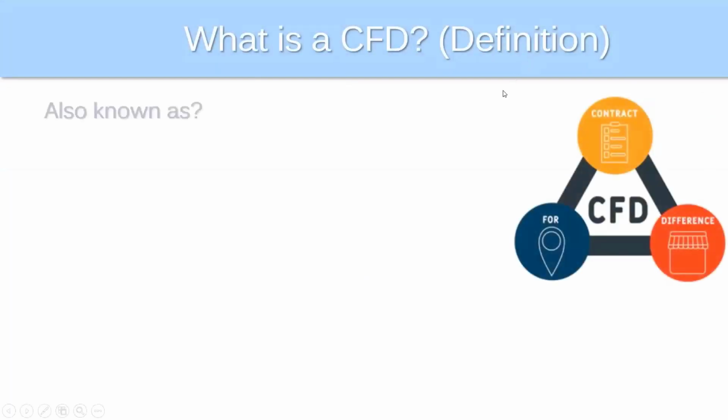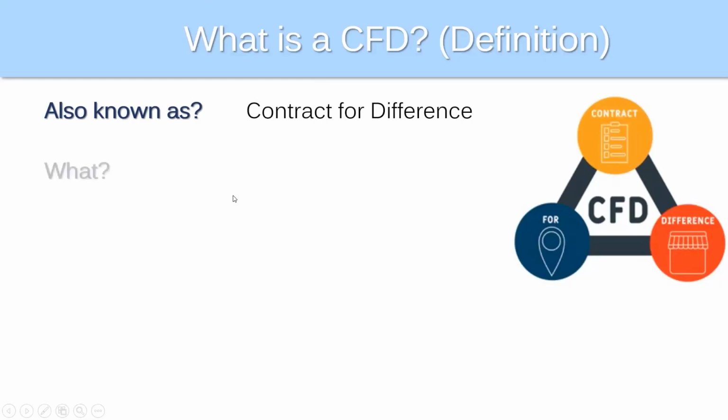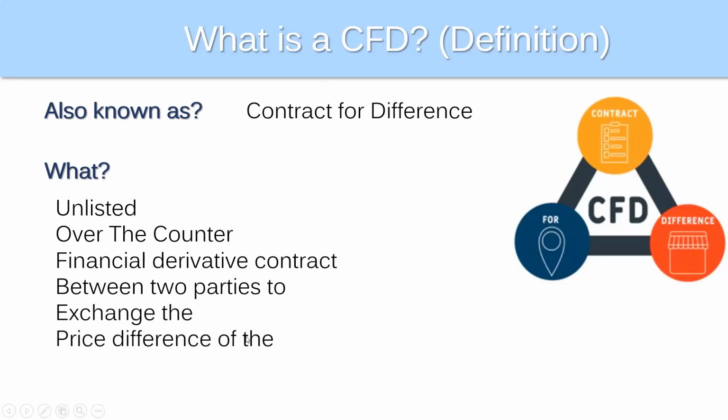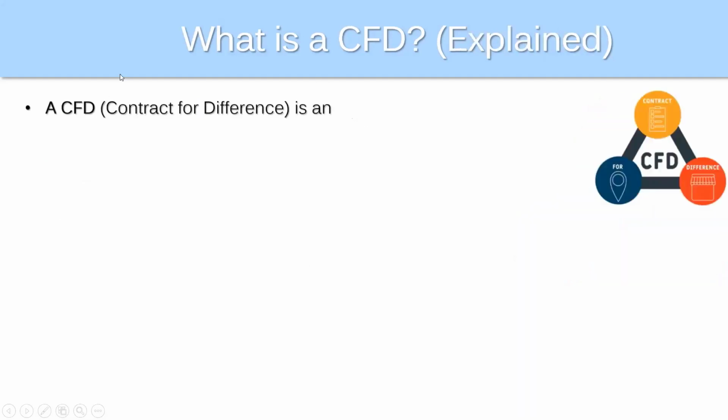So what is a CFD? A CFD is known as a contract for difference. It is an unlisted, over-the-counter financial derivative contract between two parties to exchange the price difference of the underlying asset. So let's break that down now.